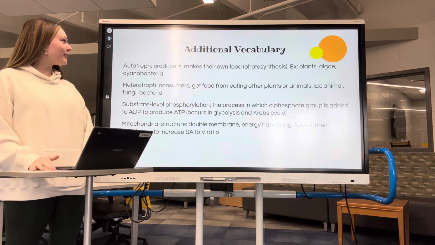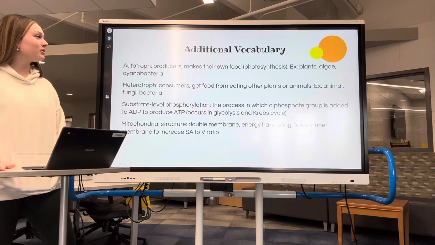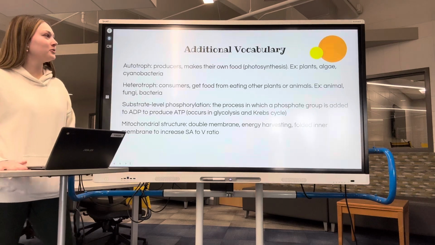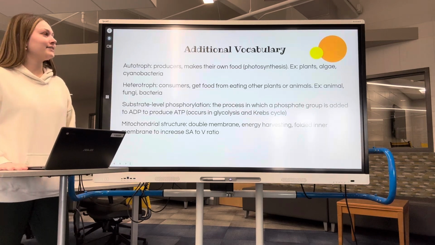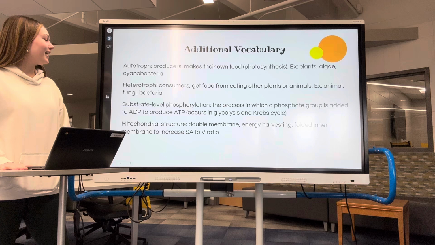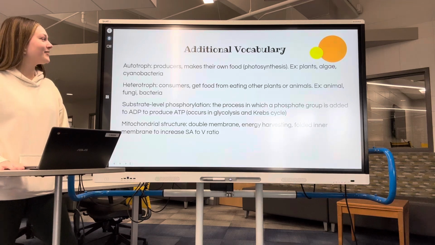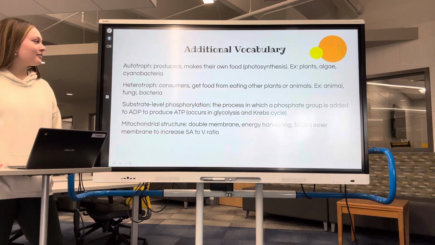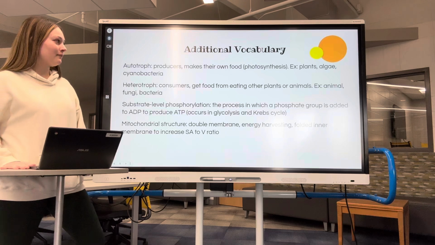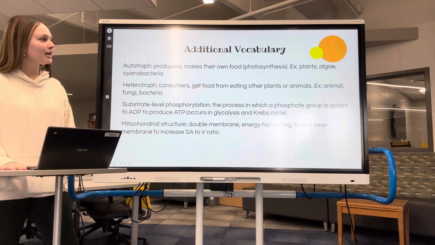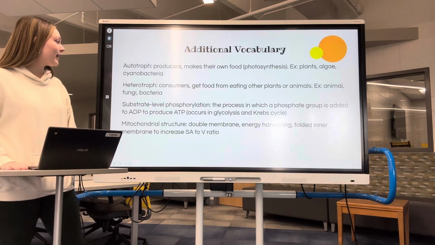We have some additional vocab. Autotrophs are producers that make their own food, which is photosynthesis. Examples are plants, algae, and cyanobacteria. Heterotrophs are consumers that get food from eating other plants or animals. Examples are animals, fungi, and bacteria.